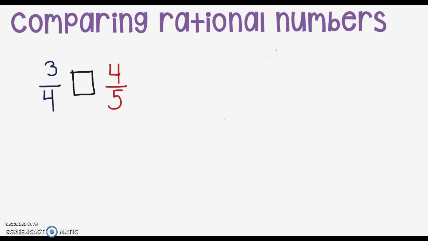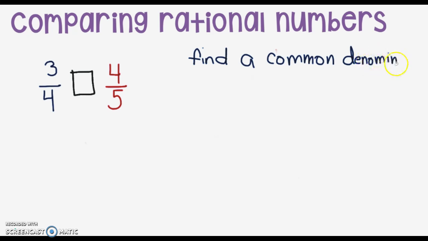Alright, I've cleared off my screen because I want to show you guys another method to compare rational numbers. Instead of converting to decimals, we're going to find a common denominator. So you guys can write this down and then rewrite the same problem. Find a common denominator. The easiest way to find our common denominator is to multiply our two denominators together, and that's going to be a common denominator.